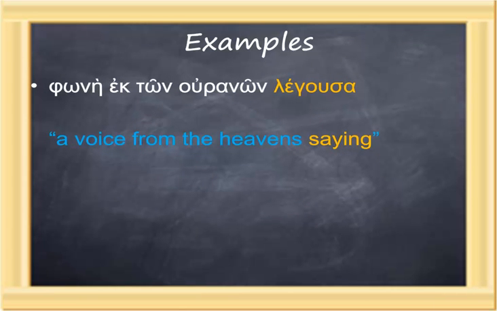Let's look at some examples. This first example translates, a voice from the heavens saying. The participle is adverbial. Notice it does not have an article. Its antecedent is voice. That's the one that does the speaking part of the participial action. We don't know the main verb, but it could be like, a voice from the heavens spoke, saying, or something like that.